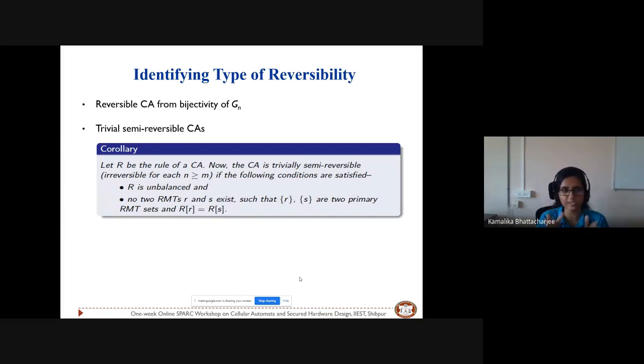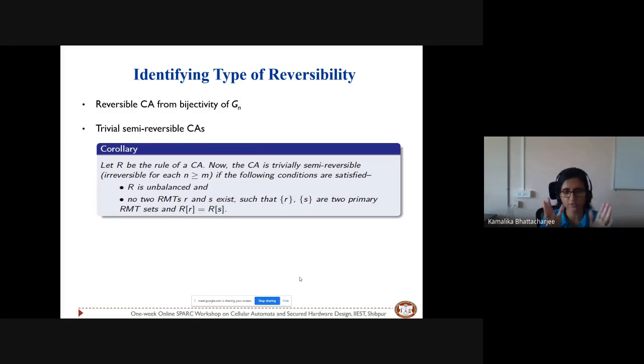For example, if the rule is unbalanced and there are two RMTs, here I have written the primary RMT set, you can just ignore that. So you can think of it like there are two RMTs which correspond to two edges having self loops in the de Bruijn graph. If for those two cycles there are different next configurations and the rule itself is unbalanced, then this will be trivially semi-reversible.